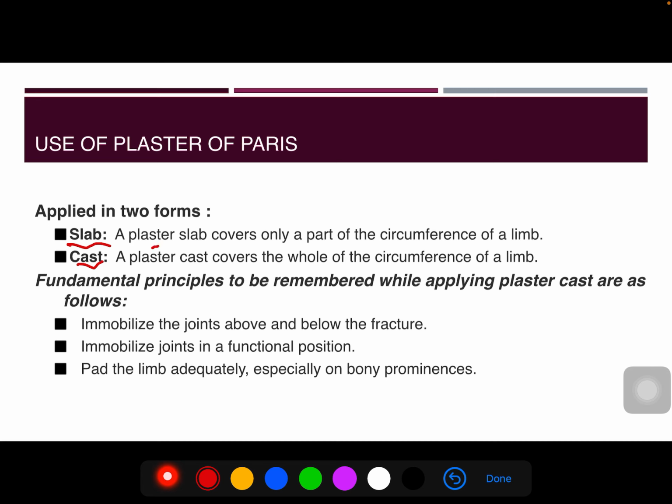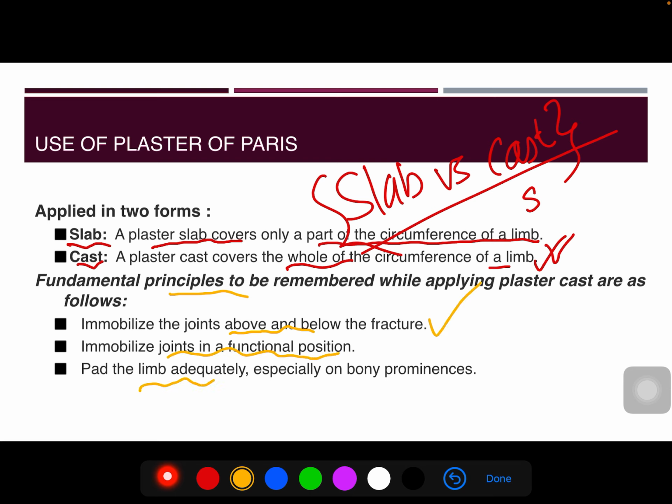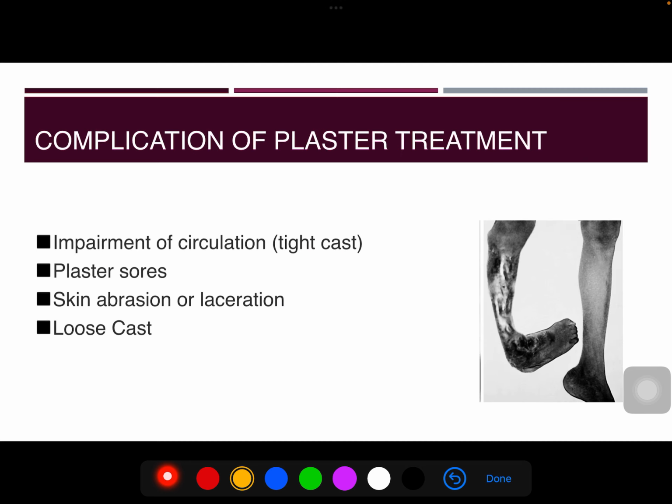A slab is a plaster that covers only a part of the circumference. If it covers only some part of the circumference, then it is a slab, and if the plaster covers the whole circumference of the limb, then it is a cast. You always have to know this difference between the slab and the cast in the orthopedic department. The fundamental principles to remember while applying a plaster cast are as follows: immobilize the joint above and below the fracture, immobilize the joint in the functional position, and pad the limb adequately, especially over bony prominences.